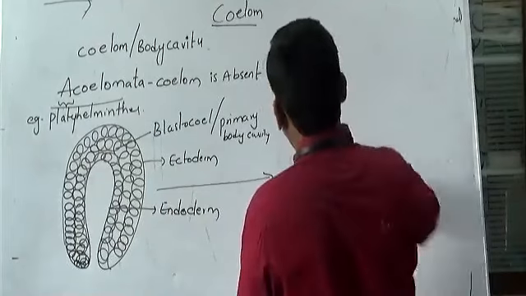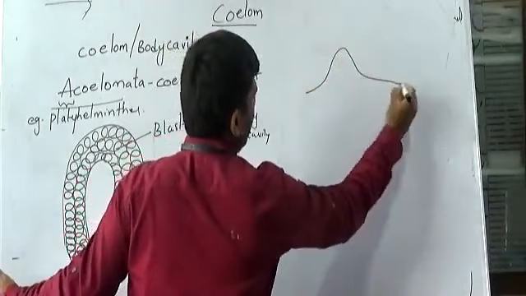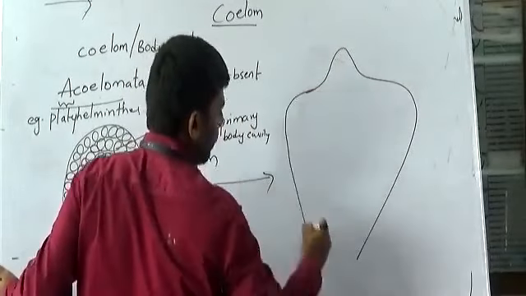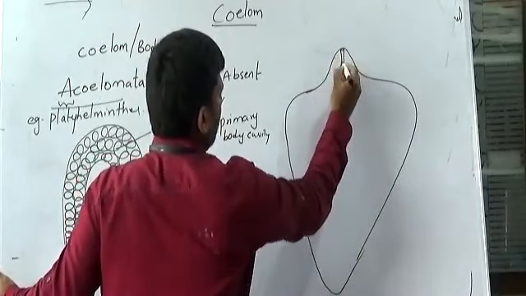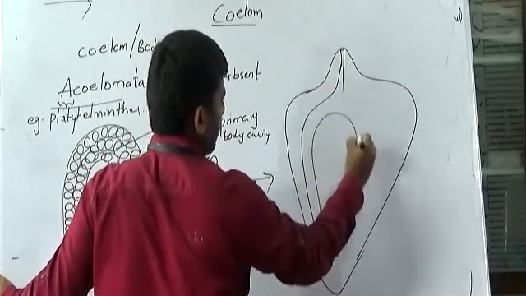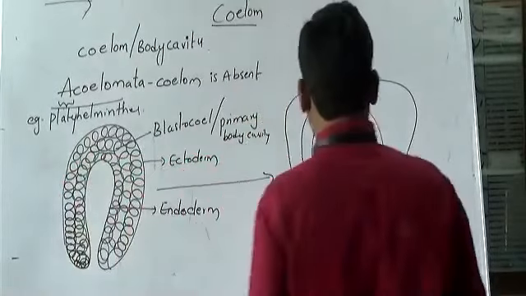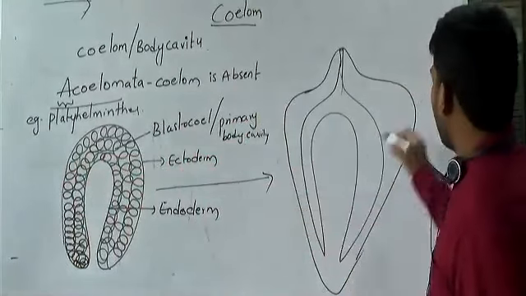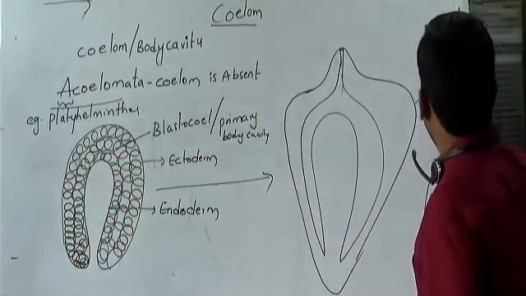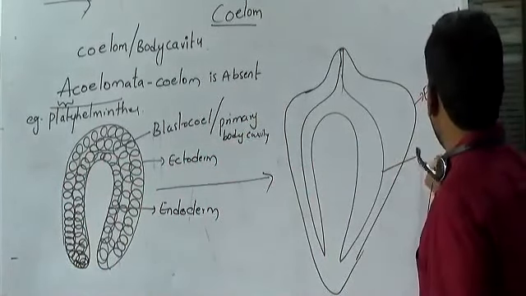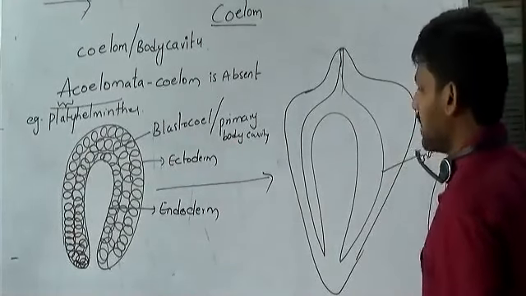Or else we'll see Fasciola hepatica, a representative of phylum Platyhelminthes. This is the mouth, esophagus, which opens into a bifid intestine. Here you see the same thing. This is the ectoderm, and this is the endoderm.